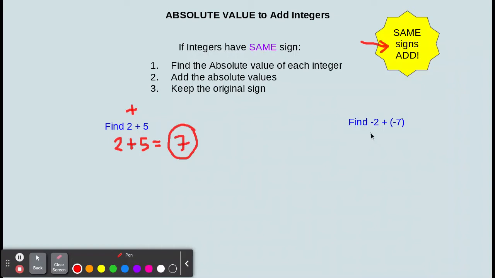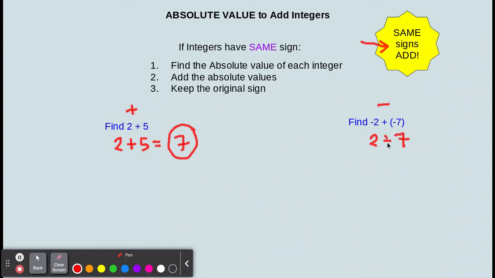Now over here, we have a negative 2 plus a negative 7, right? These both have the same sign. We have a negative and a negative. So we know that we're going to add. But the first step is to find the absolute value. See, both of these are negative. First step is to add the absolute values of both of these. So the absolute value of negative 2 is 2. Absolute value of negative 7 is 7.